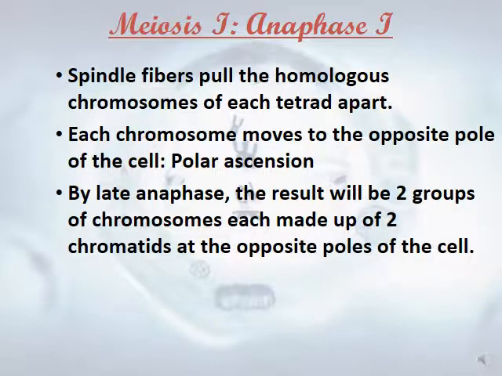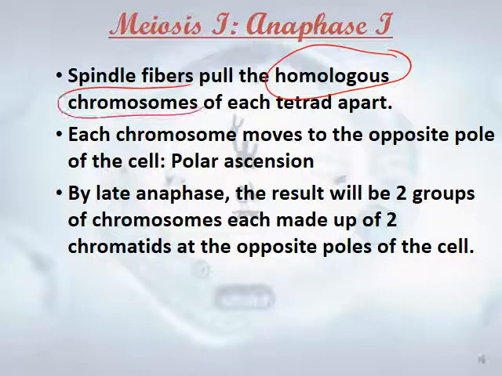So the events of anaphase 1: spindle fibers pull the homologous chromosomes. In the anaphase of mitosis, it was the sister chromatids, if you remember. So here they pull the homologous chromosomes of each tetrad apart. Each chromosome moves to the opposite pole of the cell, polar ascension. By late anaphase, the result will be 2 groups, each made of 2 chromatids at each pole of the cell.